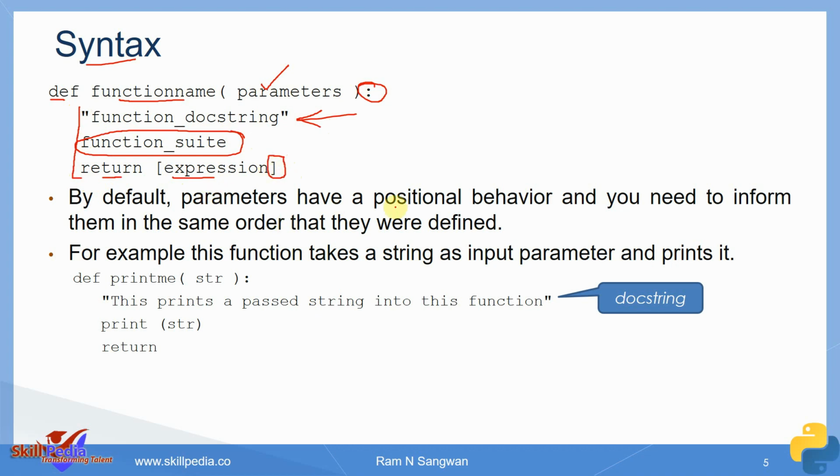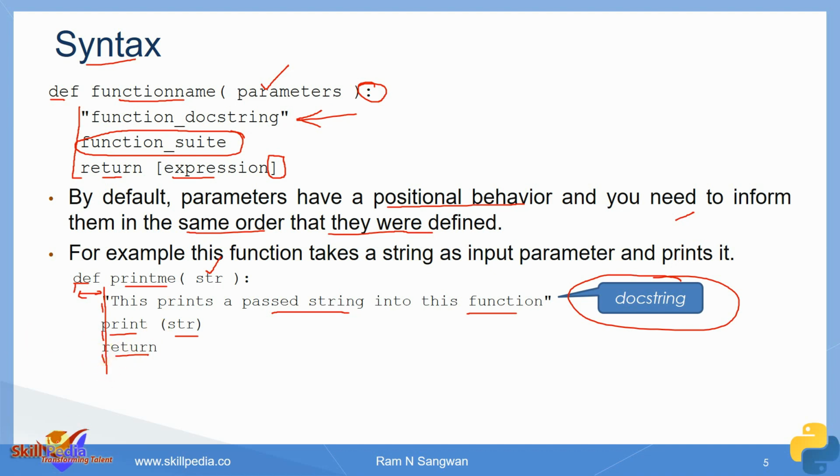By default, parameters have positional behavior, and you need to inform them in the same order that they are defined, if you have more than one. So for example, def print_me(str). This prints a passed string into this function. This is called the docstring. Then print str and return. Please note that all these lines start at the same indentation level. This should be inside the def, but how many characters is not important: 2 characters, 3 characters, 4 characters. Alright, but there has to be the same level.